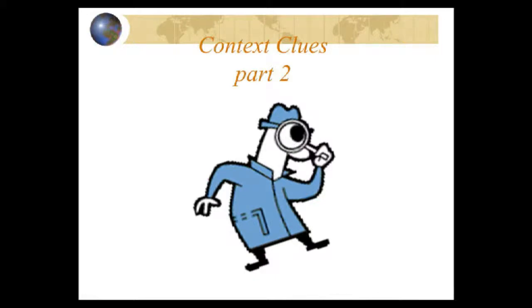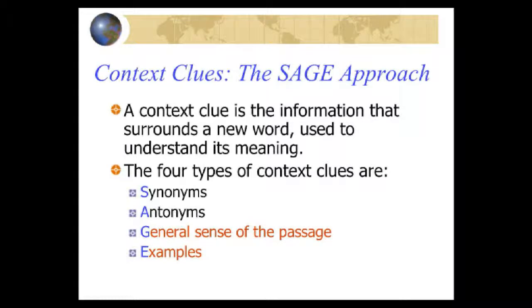So context clues part 2 is what we're going to be learning. And again, I did include the definition of context clues. We said we can use the SAGE approach to help us remember the 4 types of context clues that we have learned in these 2 lessons. We have 4 context clues. We discussed synonyms and antonyms in the last lesson. We said synonyms are words that have the same or similar meaning as another word, and antonyms have the opposite meaning of another word.